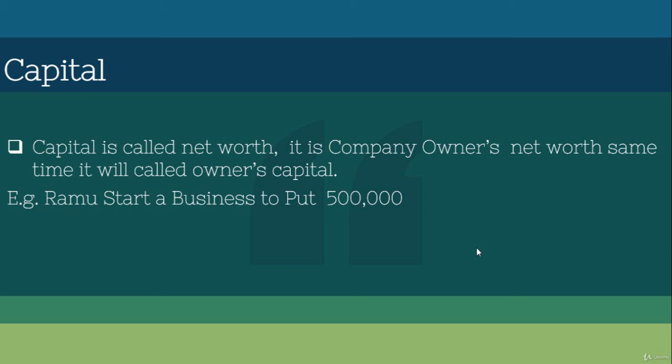It is the starting money, or owner's capital. Otherwise, we can say I and my friend start a business with 500,000. So this 500,000 is called the capital. The owner's investment, the things that he puts into the business, those are called the owner's capital. To give an example, Ramu starts a business and puts in 500,000.